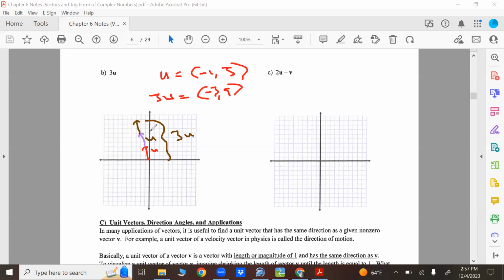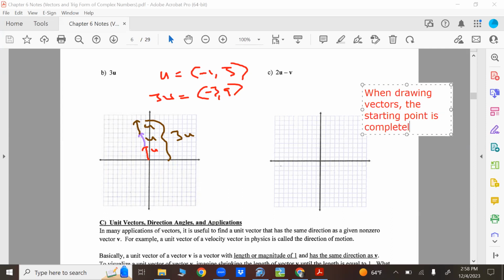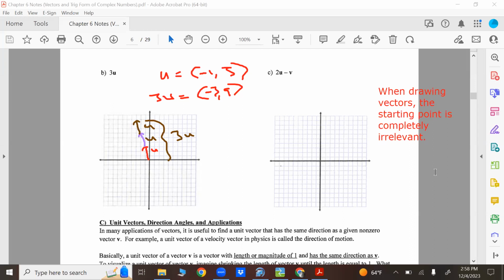You have to do 3 arrows? No, you just draw 1 arrow. I'm just showing you what happens. That's all. Ultimately, it's basically just this, right? That's all it is. It's like that. By the way, the starting point of the vector is completely irrelevant. Starting point could be whatever. So just so you know, when drawing vectors, yeah, it's completely irrelevant. So don't worry about it.